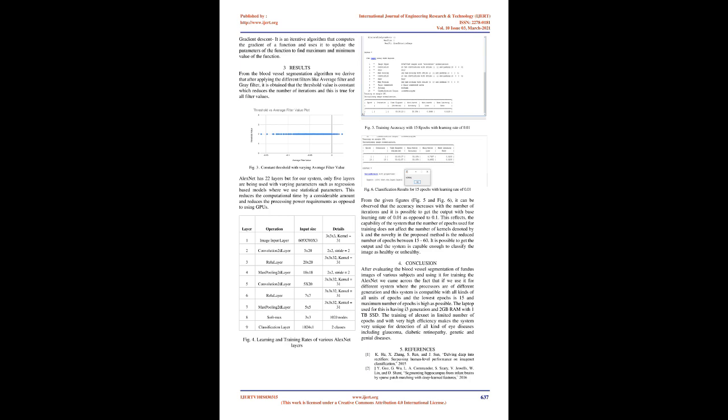Fully connected layer determines the size of the output layer, which multiplies the input by a matrix and then adds a vector. Softmax layer is used for the classification of the blood vessels and tells if a person has cataract or not.